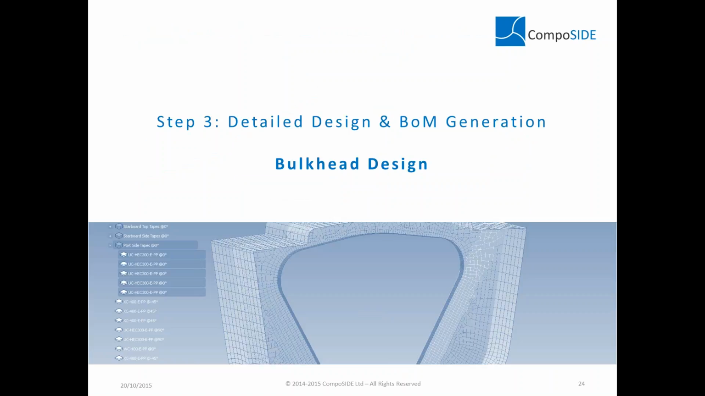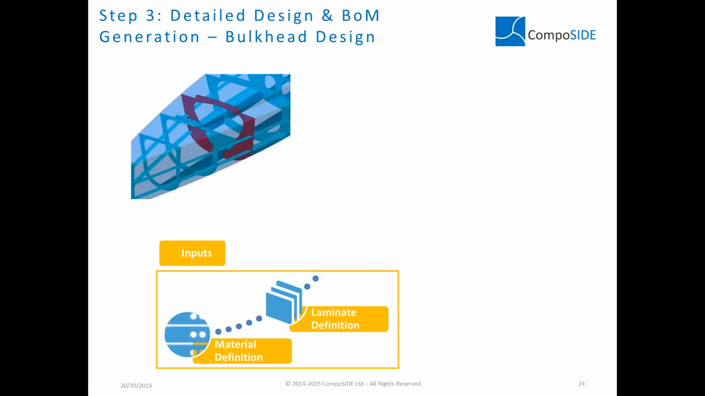So let's move on to a little bit more detailed design. Maybe sometimes you might want to go a little bit further, or the section space might be okay. So in this example, I'm going to define a bulkhead, and then I'm going to generate an automatic BOM from this, so a laminate table, and it'll also add it to my vessel BOM.